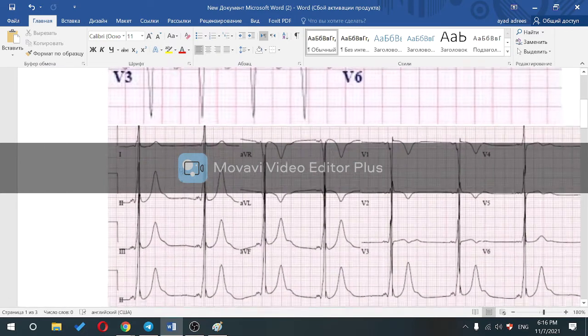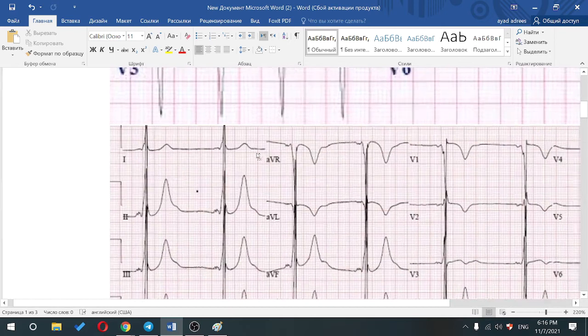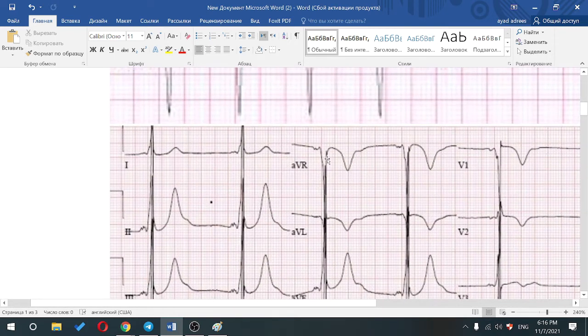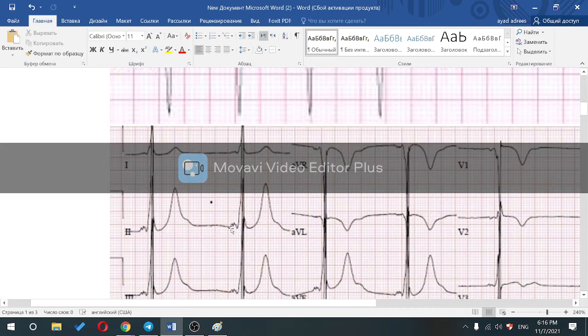So here, let's start with this. First step, checking the aVR. Everything is facing down. Excellent. So we have placed it correctly. Let's take a look at the P wave. Does it exist? Yep, you can see a P wave. What is the next step after checking the P wave?